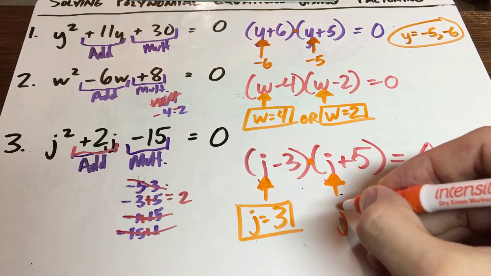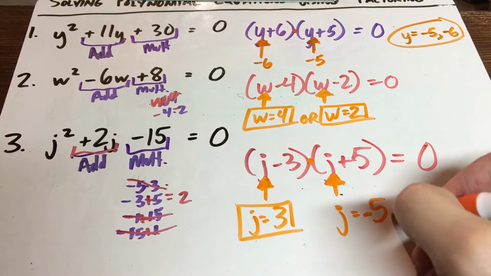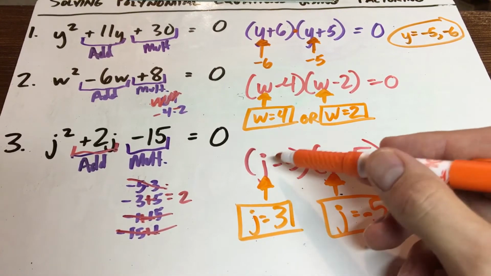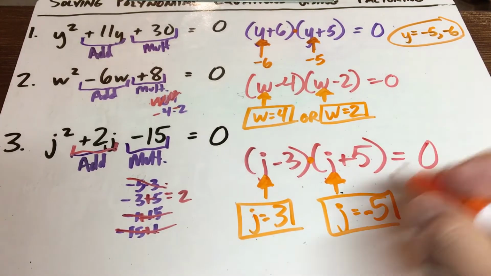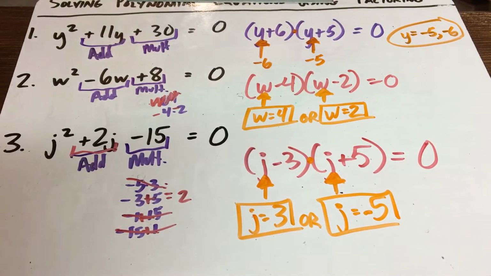Or in the second parentheses, if I wanted to make this one equal 0, I would put negative 5 in there, because then negative 5 plus 5 would equal 0, and this one would be negative 8. Negative 8 times 0 would still equal 0. So we have two answers on this one, j equals 3 or j equals negative 5.